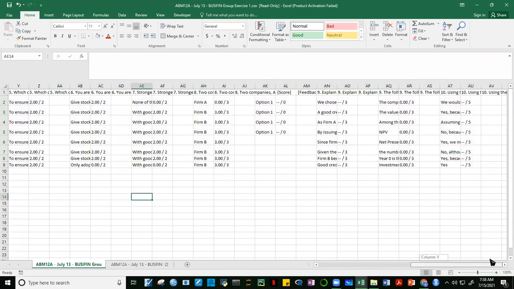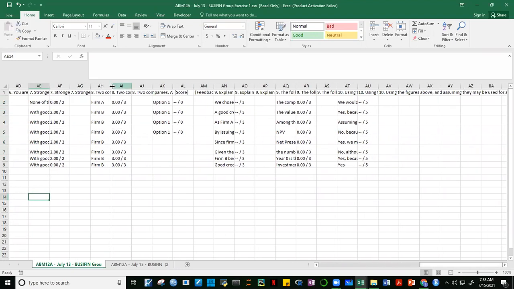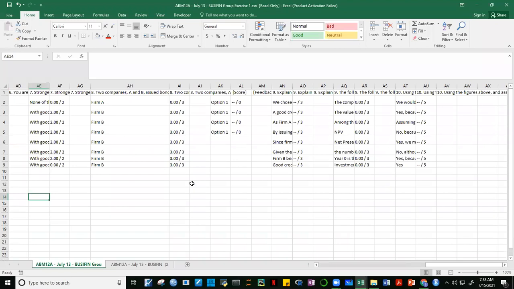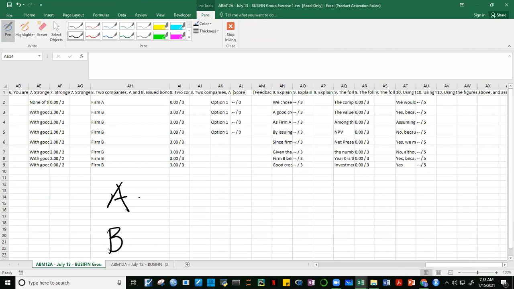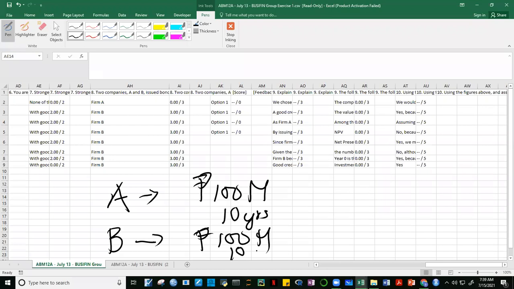Okay, let's review the answers. For question number 8, we're told that there are 2 companies, firm A and firm B. Firm A is well established, has been in the industry a long time, so it issued a bond. The bond was worth 100 million, with a term of 10 years. Company B is the same: 100 million, 10 years, same tenor, everything is the same. One of these issued a 7% bond, the other an 8% bond. The question was, which company issued the 8% bond?